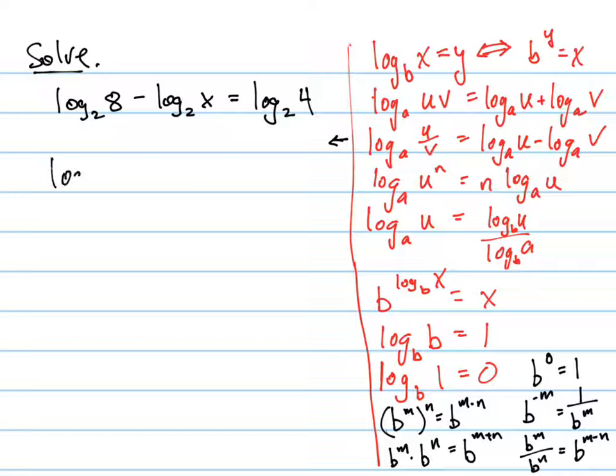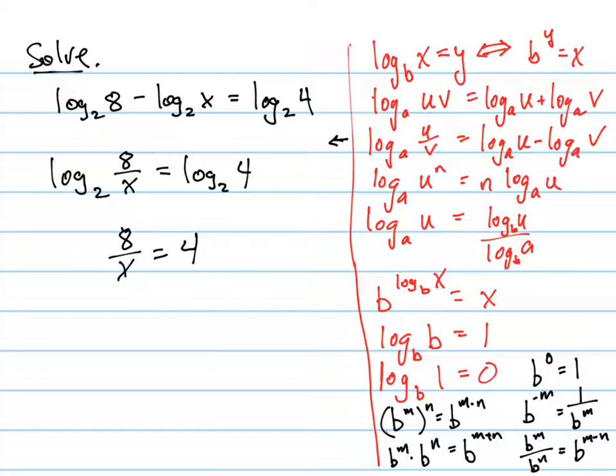So what I would do is I would condense these as 8 over x equals log base 2 of 4. And now we're going to use what I call the dub property. If log base 2 of one thing equals log base 2 of another thing, what has to be true? That one thing has to equal the other thing. You could do it in a different way, but that's just the simplest way to do that.